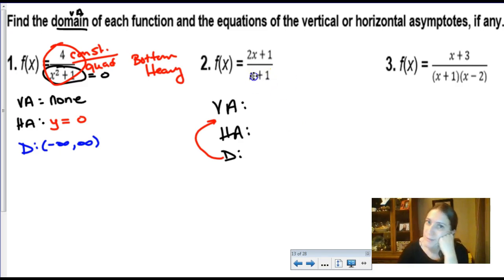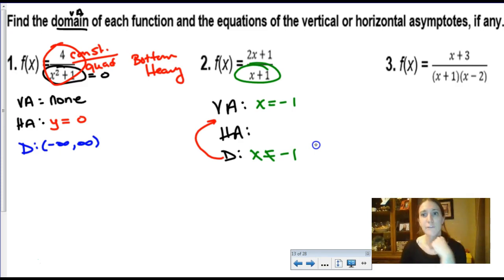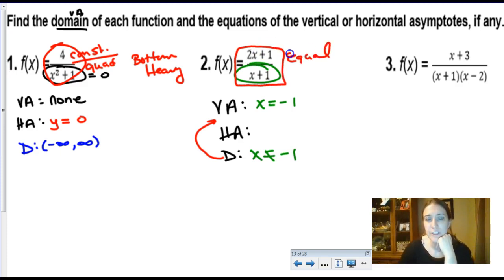So the vertical asymptote, if I took this denominator and set it equal to 0, I would have a vertical asymptote at x equals -1. Which, you know what, we'll go ahead and say x cannot be -1 for the domain. Remember how we're shortcutting it instead of interval notation. The horizontal asymptote is the comparison of the two functions. I have an equal weight function here. It's a linear over a linear, which means now I just look at the coefficients. So it's going to be at y equals 2 over 1, which is y equals 2.